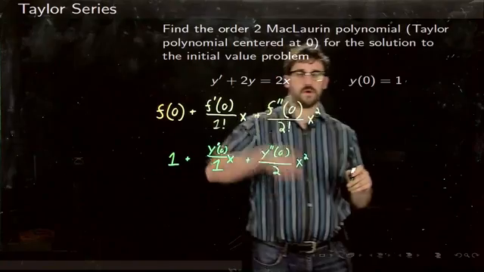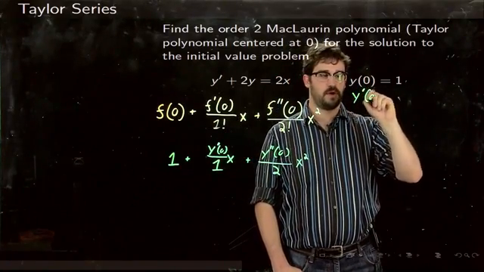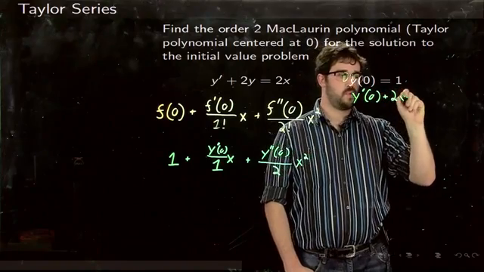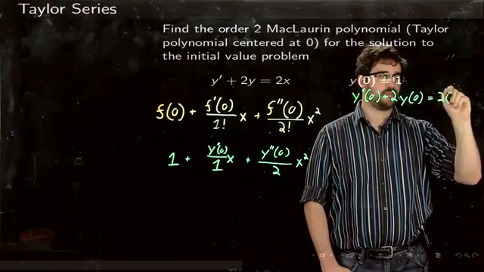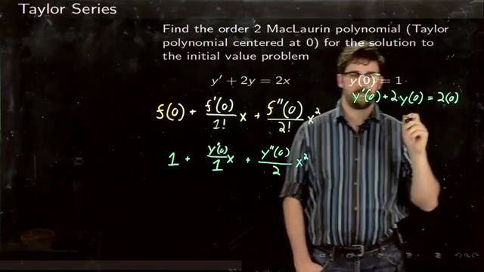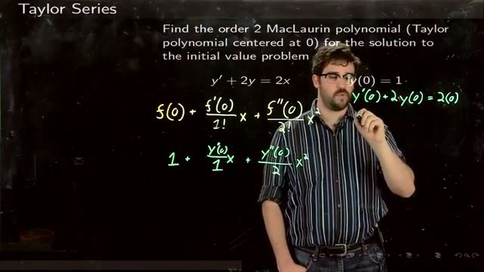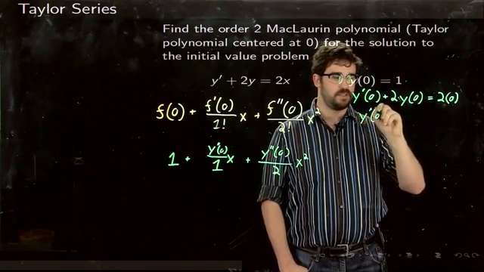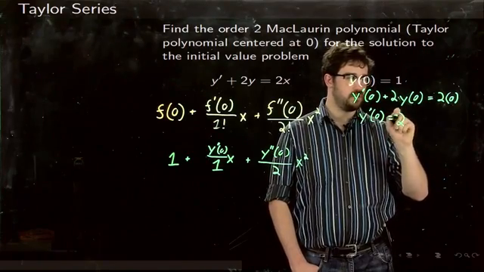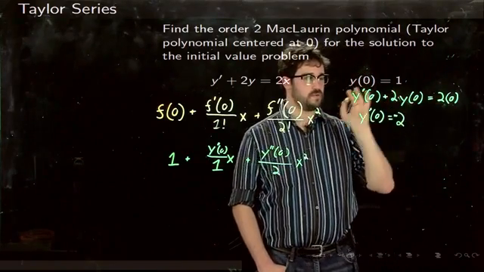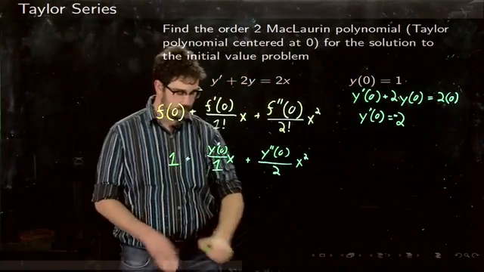So y prime of 0. Well, we know that y prime of 0 plus 2y of 0 will just equal 2 times 0. Well, what is y of 0? That's going to be equal to 1. So y prime of 0 equals negative 2, because we get the 0, we get the 1, we just solve it. So we already have made our next step right here.